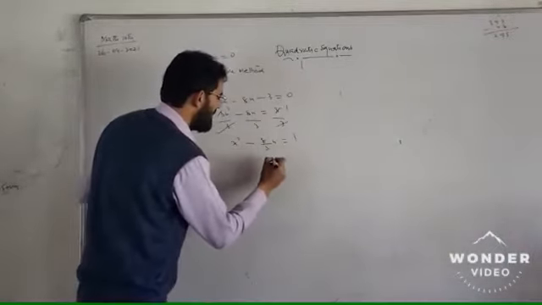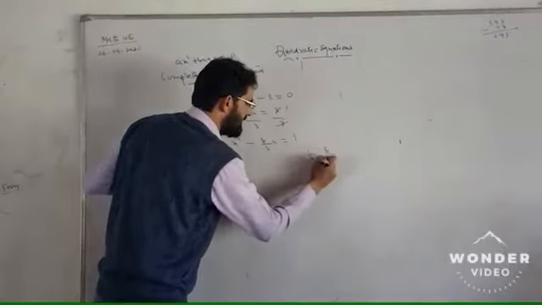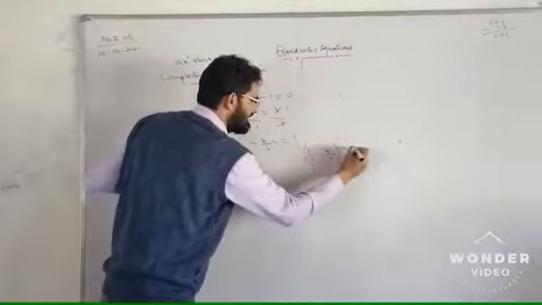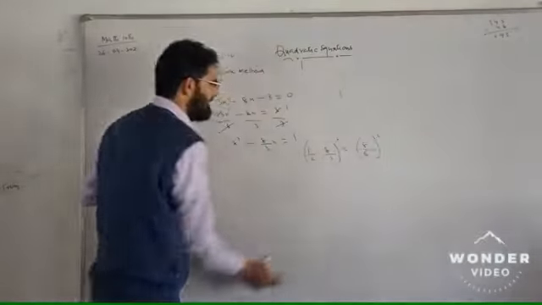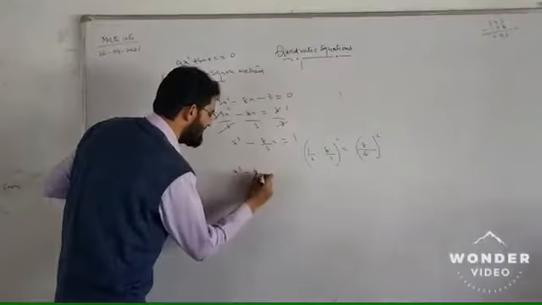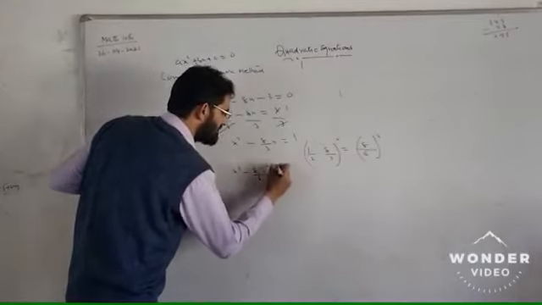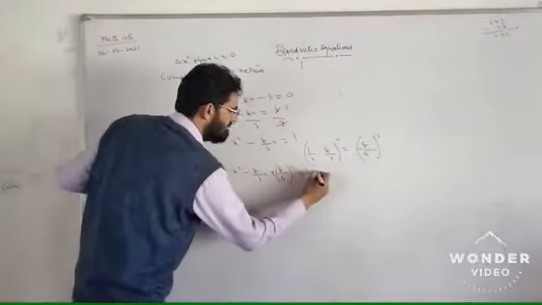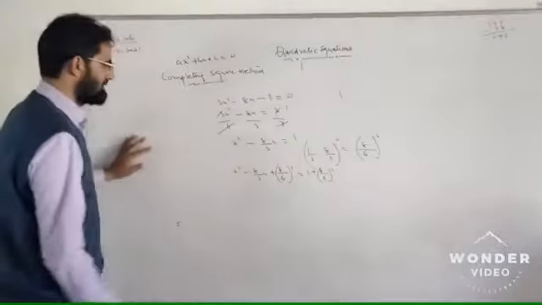Now adding 1 by 2 into the coefficient of x, that is 8 by 3, whole square. This is 8 ones are 8, 3 twos are 6, whole square. This term we are going to add to both sides. So this x square minus 8 by 3x plus 8 by 6 whole square is equal to 1 plus 8 by 6 whole square. This term we are adding to both sides.